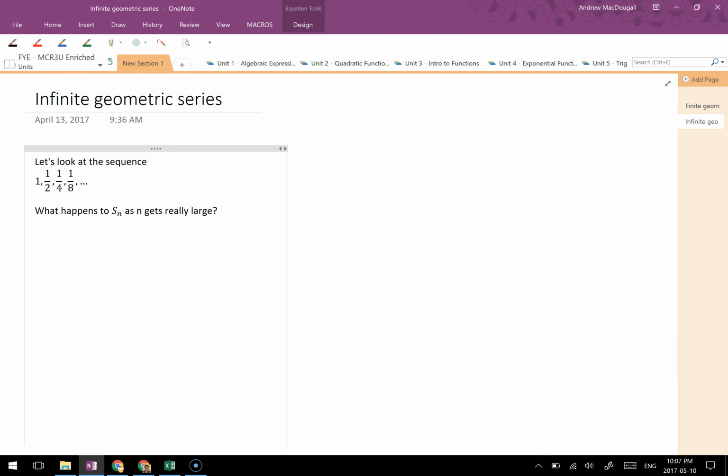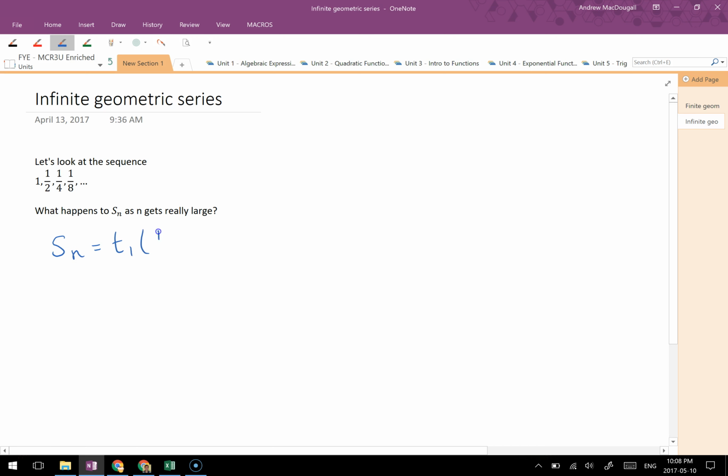So now we're going to look at a really interesting case. Let's look at this exact same sequence: 1, a half, a quarter, an eighth. And we want to ask, what happens to Sn as n gets really large? In the previous example, we looked at S6, and now we're going to look at Sn for really large values of n. In other words, we're looking at what happens to the formula t1 times 1 minus r to the n over 1 minus r as n gets really big. Or if you remember our limits, as n goes to infinity. But if you don't remember limits, that's okay.